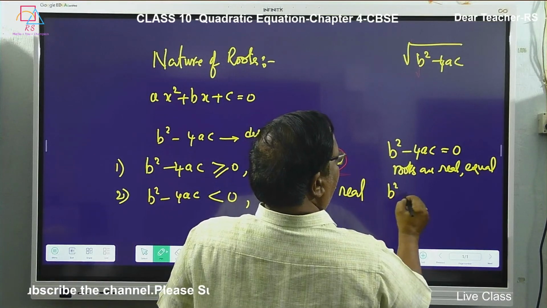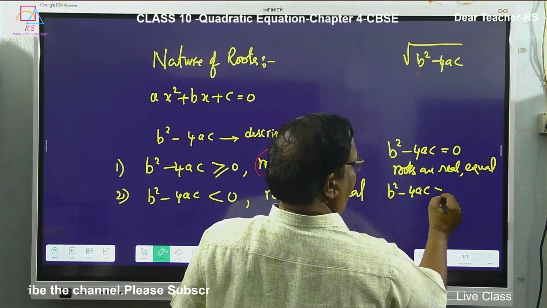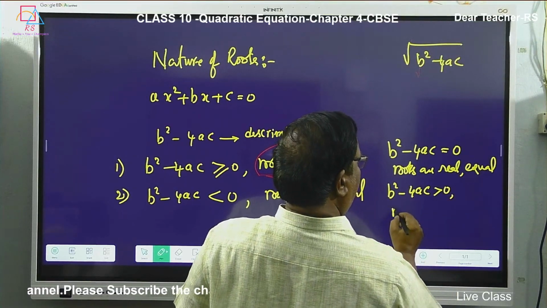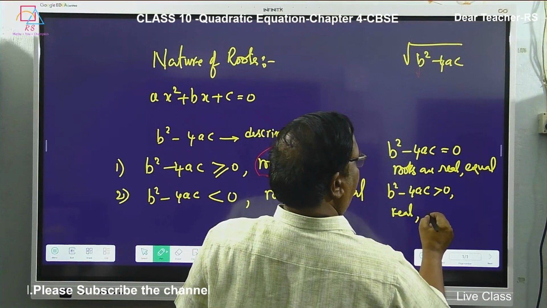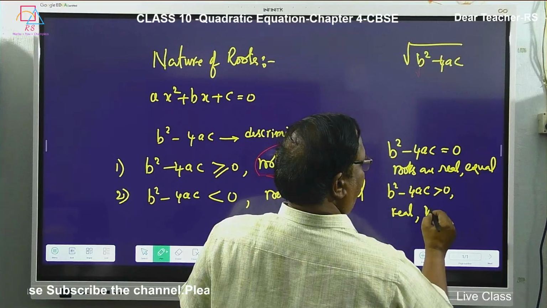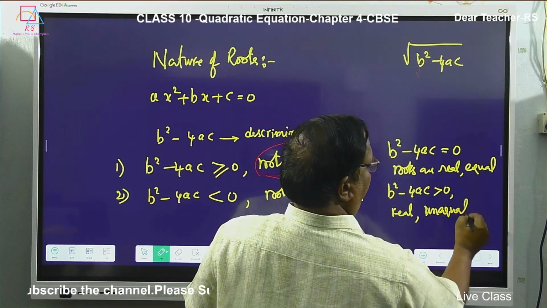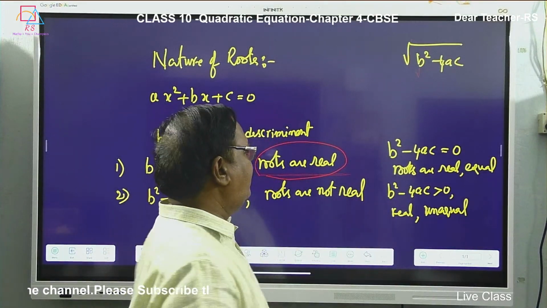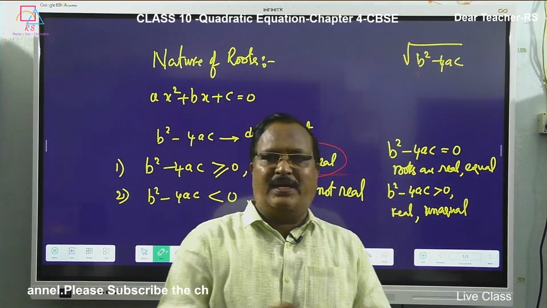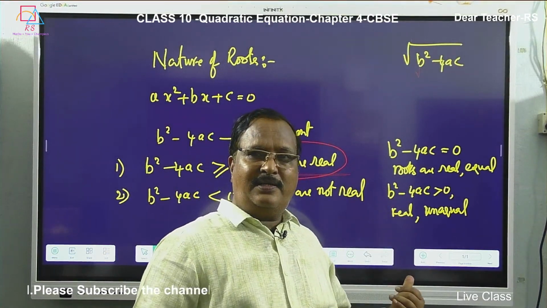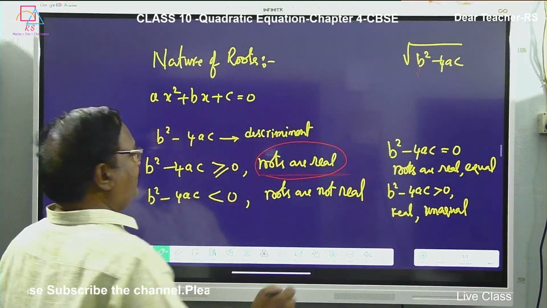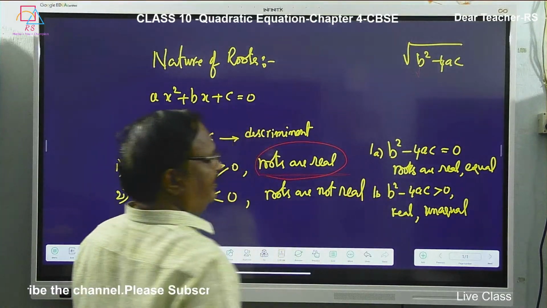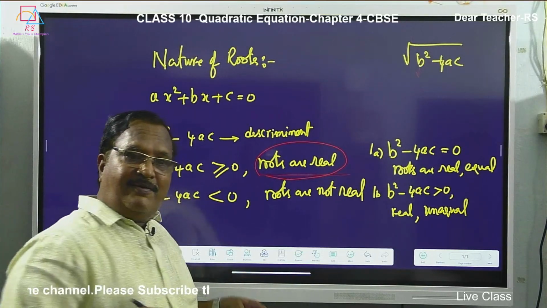If b square minus 4ac is greater than 0, then the roots are real and unequal. Real and unequal, they are not equal, different, distinct. So b square minus 4ac is greater than 0, that means a positive value, then the roots are real and unequal. So these two subconditions are coming in this only. So now you can have further also.